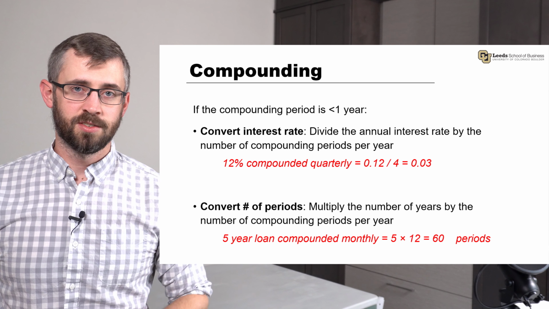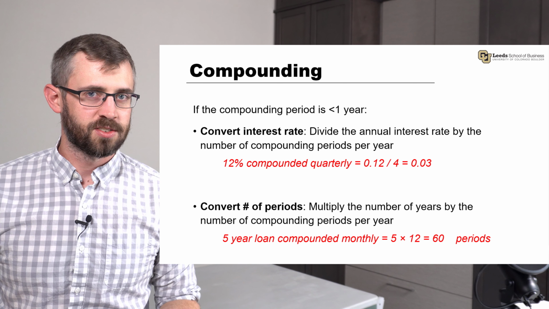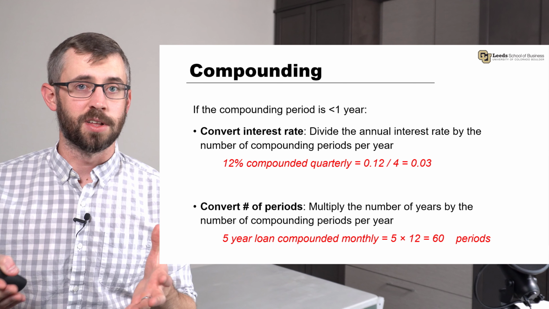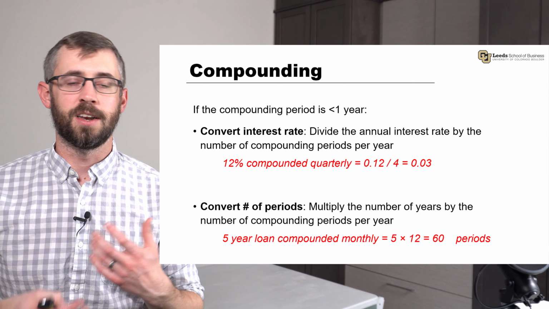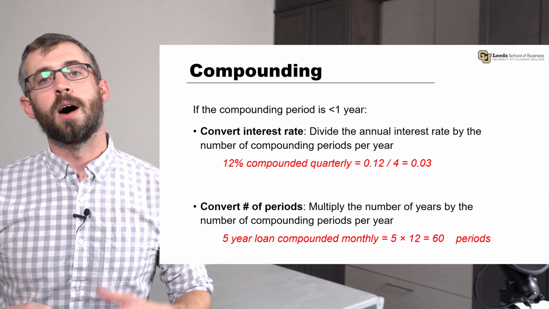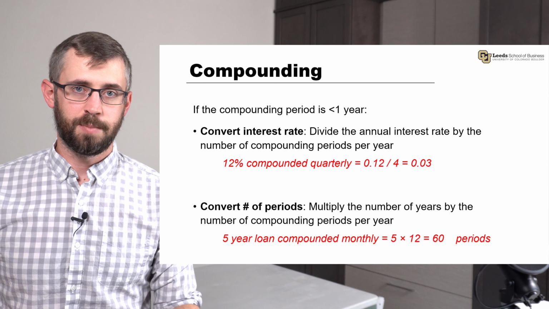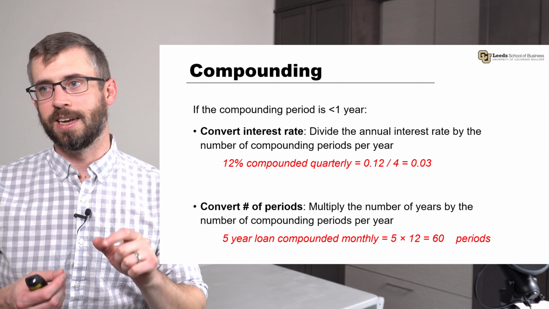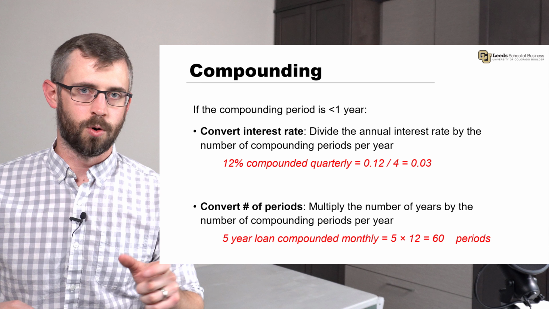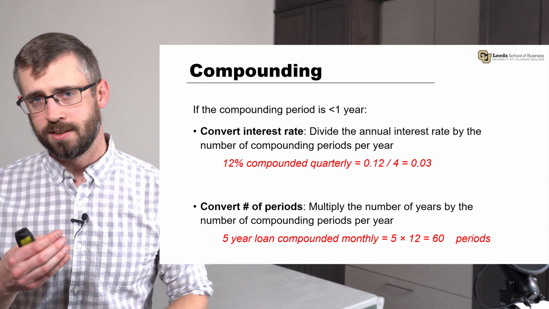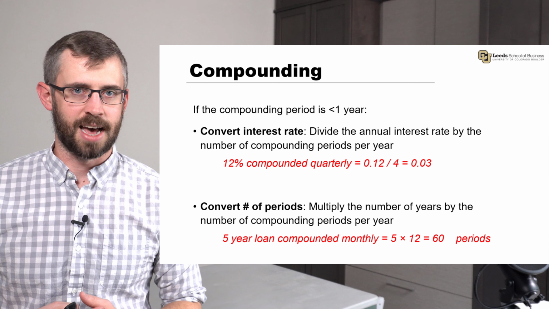Instead of 5 years, we would say, well, we have 12 months per year and we have 5 years. So really we have 60 months or 60 periods. So if we are compounding on something other than a given year, we are going to adjust both our interest rate and our number of periods to basically convert it into, instead of an annual thing, every month or every quarter or whatever that compounding period is. And we'll see how to apply that to our notes receivable in class pretty shortly.